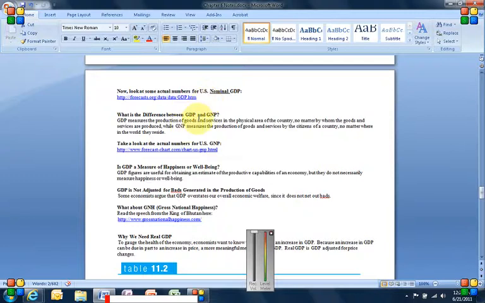Now we want to talk briefly about the difference between GDP and GNP. Sometimes these terms are confused. GDP measures the production of goods and services in the physical area of the country that we're discussing, no matter who produces those goods and services. But GNP measures the production of goods and services by the citizens of a country, no matter where in the world they reside. So GDP is geography-based, GNP is citizenship-based.